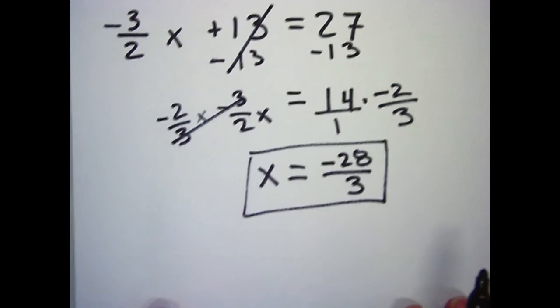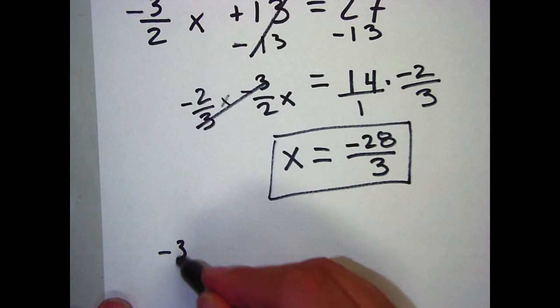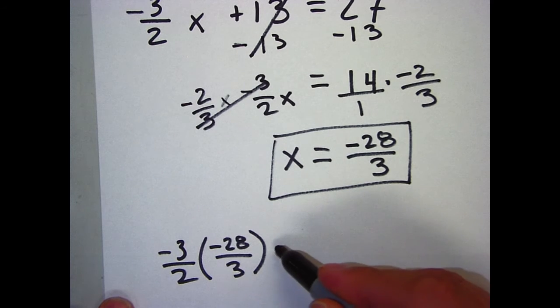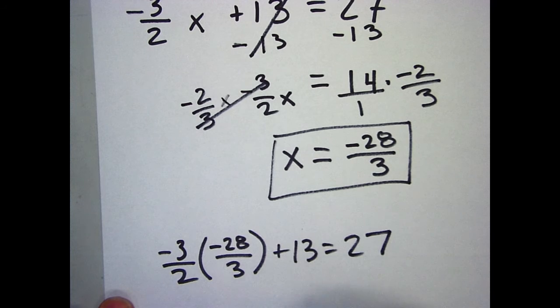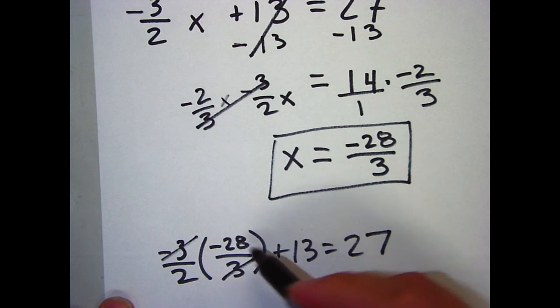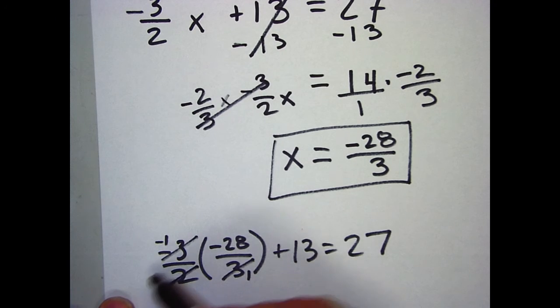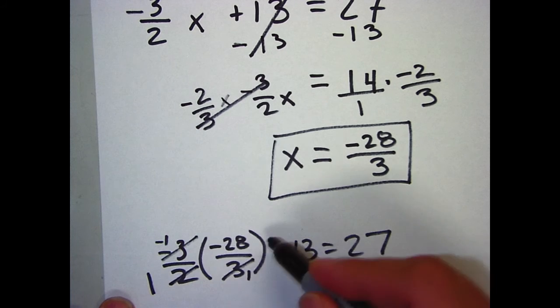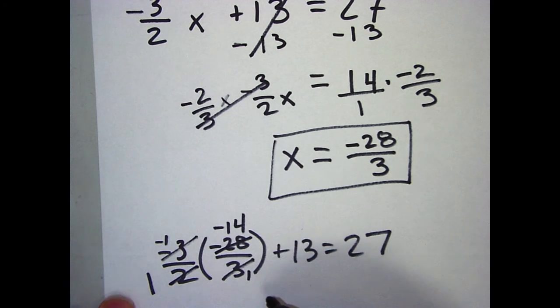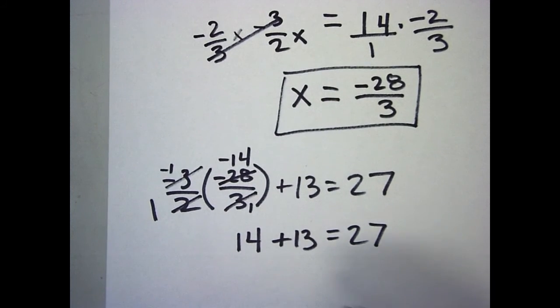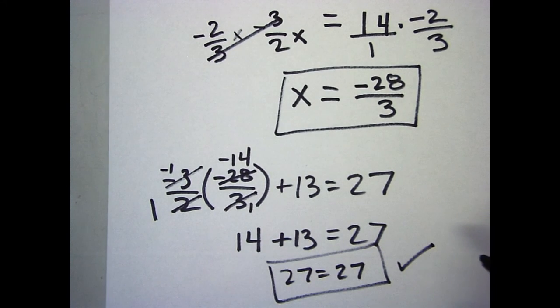I can go ahead and do a check by negative 3 halves, negative 28/3 plus 13 equals 27. I can cross cancel. So I still have a negative 1 here and I have a 1 here. I can cross cancel again or cross simplify. 2 divided by 2 is 1, and this would be negative 14. So a negative times a negative gives me a positive, which is 14, plus 13 equals 27, and 27 equals 27. I'm correctamundo, because that's my check. Woo-woo!